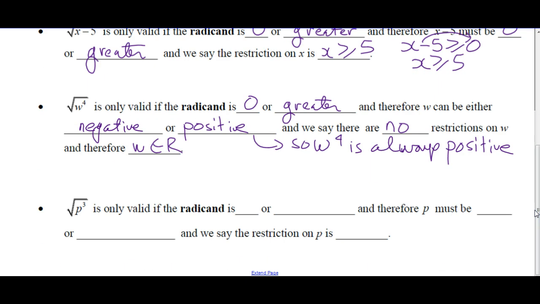So really, that's any even power. Now p cubed, or any odd power, is only valid if the radicand is 0 or greater. If you're cubing a negative, what do you get? You get a negative. So p could be 0 or it's got to be positive, because if p is negative, I'm going to cube it, get a negative, and try to take the square root of a negative. We can't do that. So the restriction on p is that p is greater than or equal to 0.